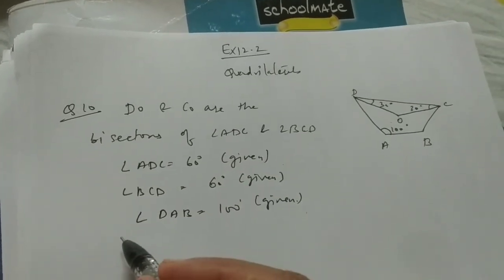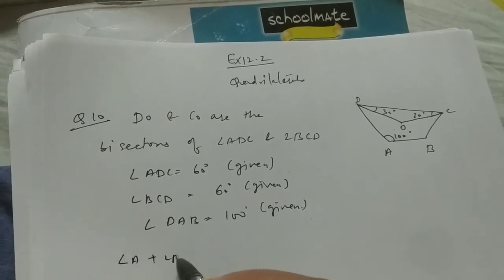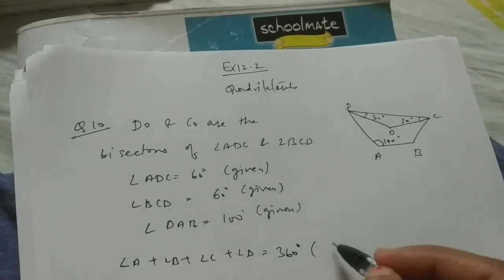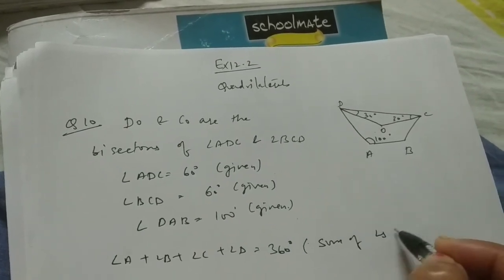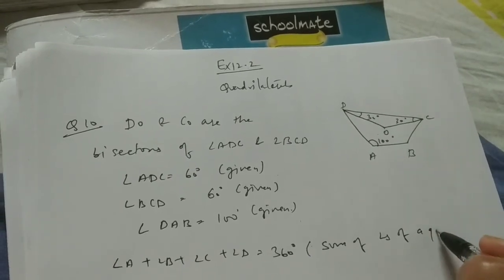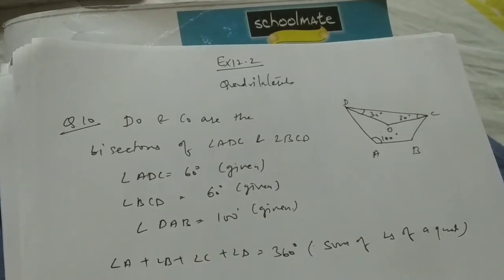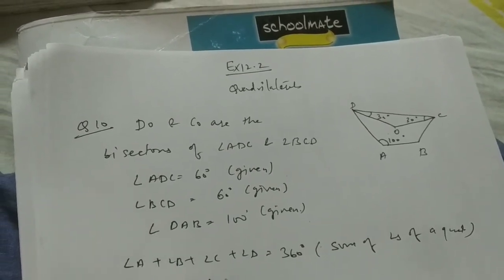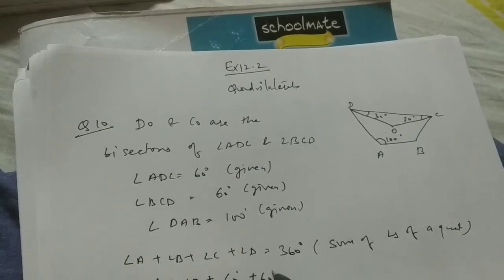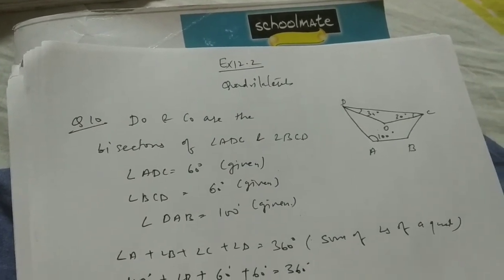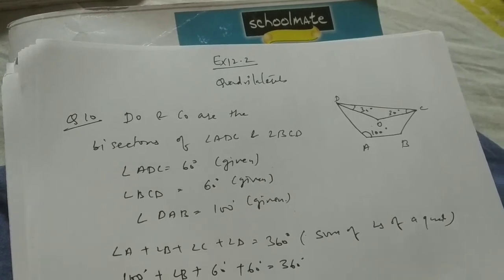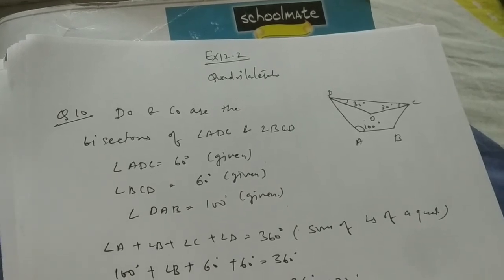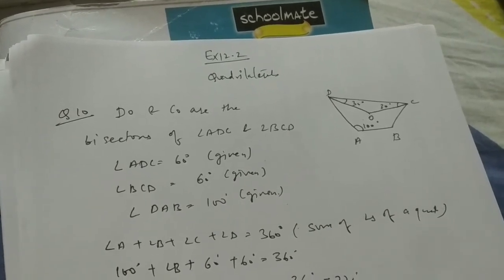So we will make the equation angle A plus angle B plus angle C plus angle D equal to 360 degrees. What would be the reason? Sum of angles of a quadrilateral. Now we would write 100 degrees plus angle B, which we have to find out, angle C is given as 60 degrees and angle D is also given as 60 degrees, equal to 360 degrees. So angle ABC would be equal to 360 minus 220 degrees. So angle ABC comes out as 140 degrees.